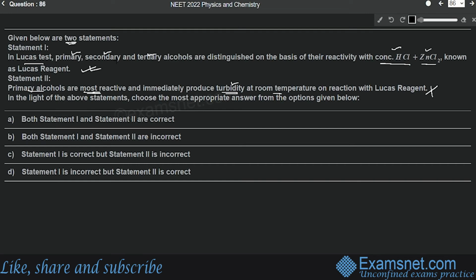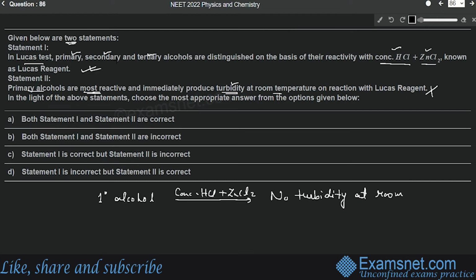Suppose we have a primary alcohol, that means 1 degree alcohol, and it is made to react with the Lucas reagent, that means concentrated HCl plus zinc chloride. Then what will happen? No turbidity will be seen at room temperature. This is the reason this second statement is incorrect.